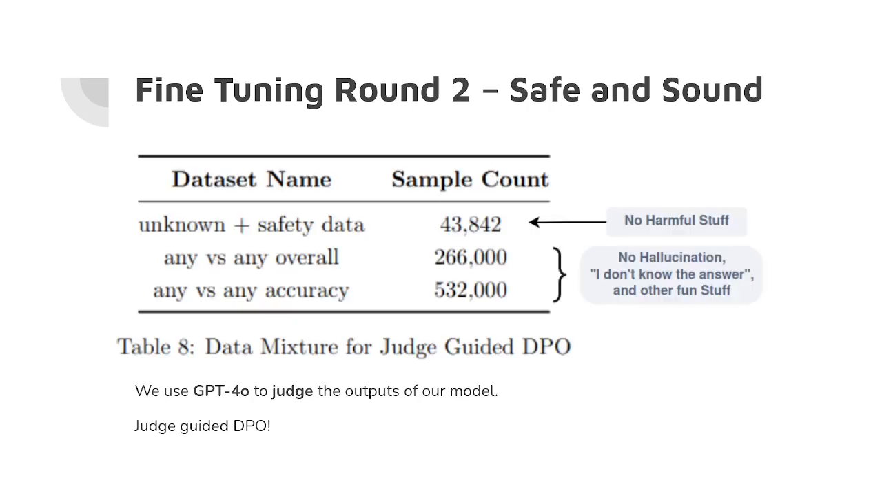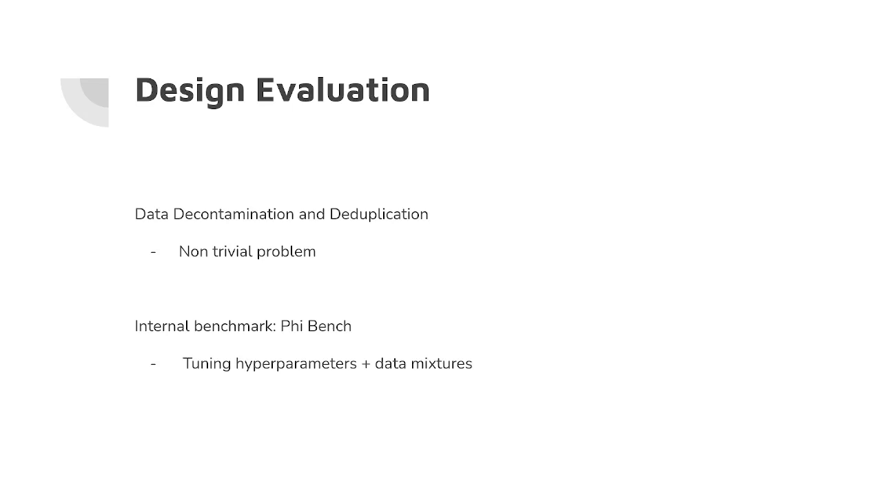Okay, so the second round of fine-tuning, hallucinations. So this is done from a high level, basically with GPT-4o to judge the outputs of the model and saying, hello, is this a good output, a bad output, or a maybe output? And that's pretty much it. It's kind of simplified. Read the paper if you want more details. Next, so design evaluation.